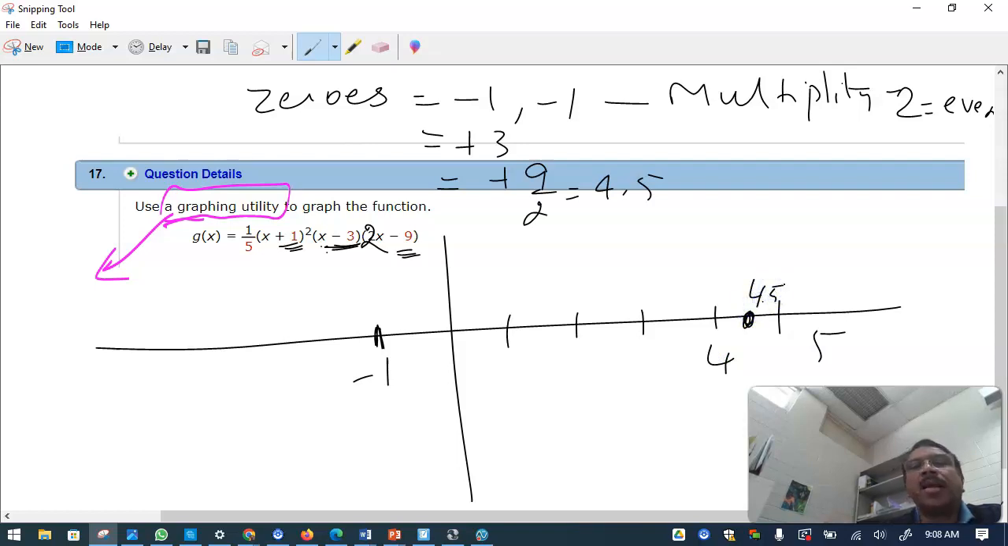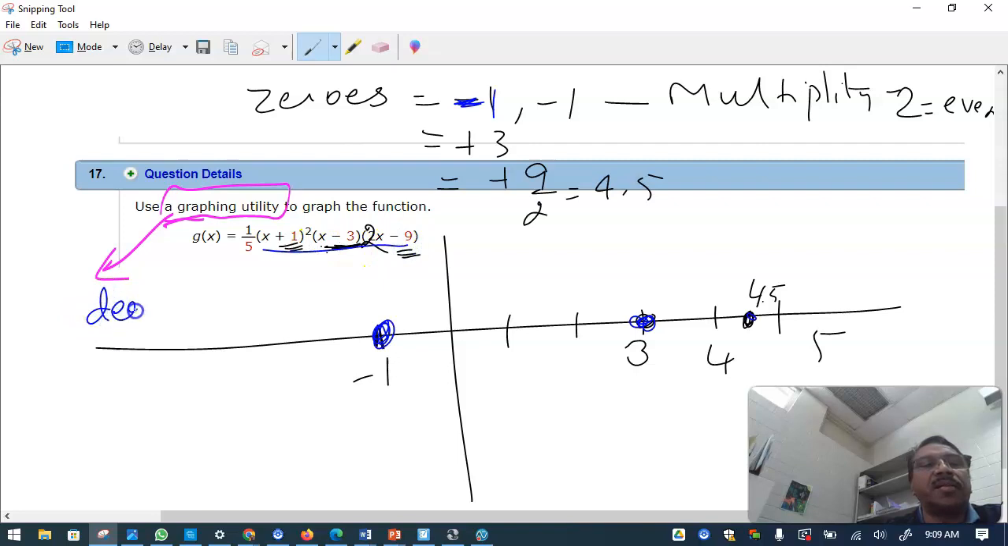Okay, and then also 3. So where is 3? So this is 3. These are the main points where the graph has to cross. Now remember, minus 1 is with multiplicity 2. So now what is the degree for this?